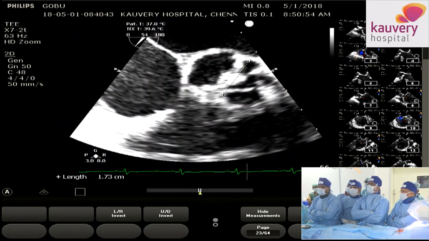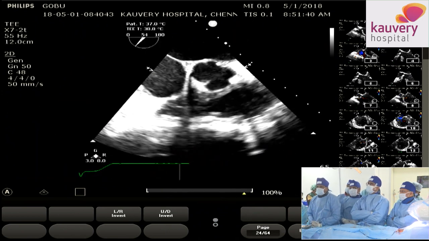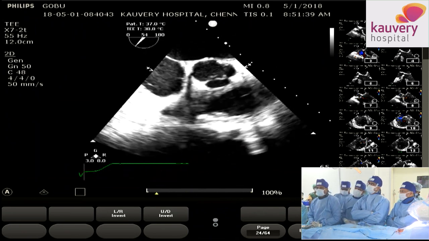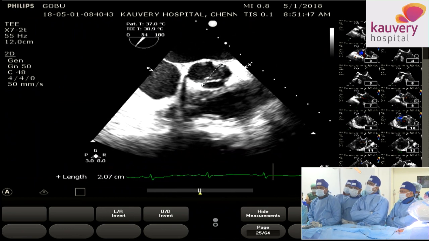And intercommissural distance, not quite at the tip, slightly lower down, is 17. And this is roughly at the tips, where we are about to lose the tips. And here, we were able to get about 20, being slightly on the generous side.